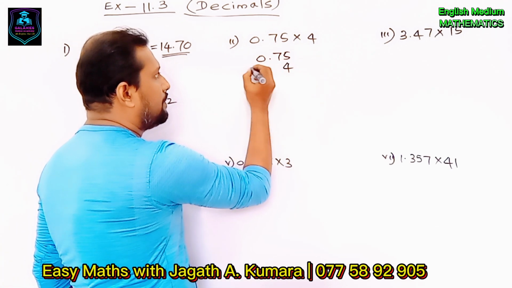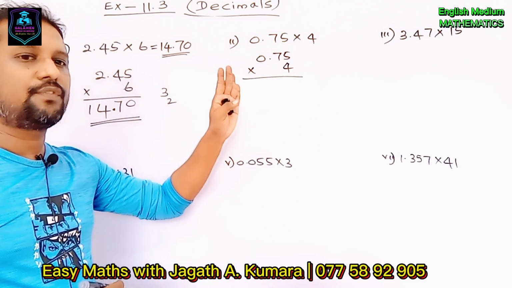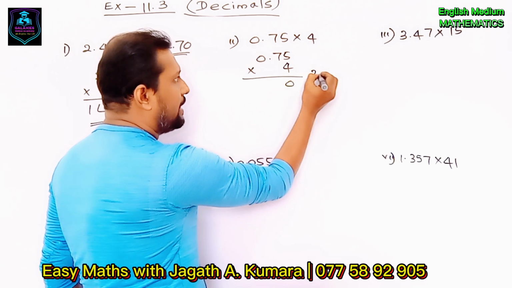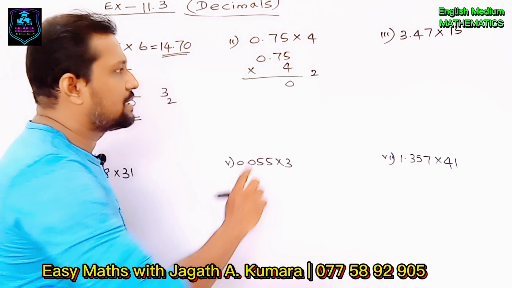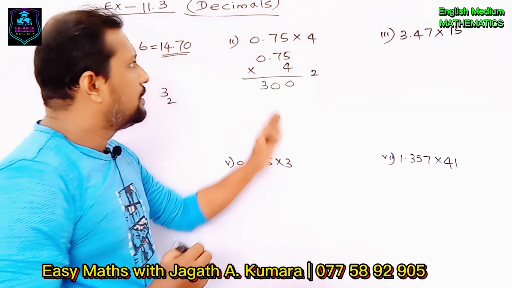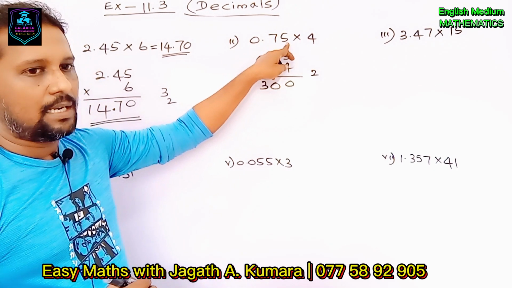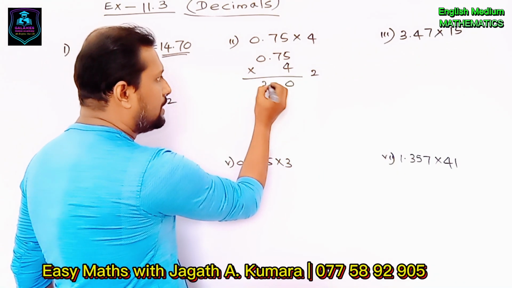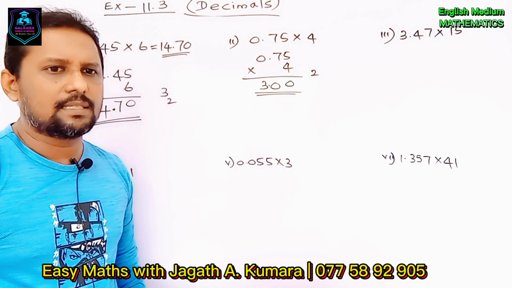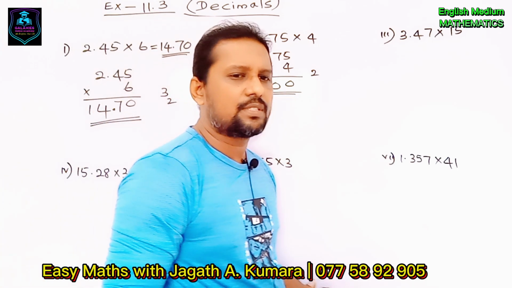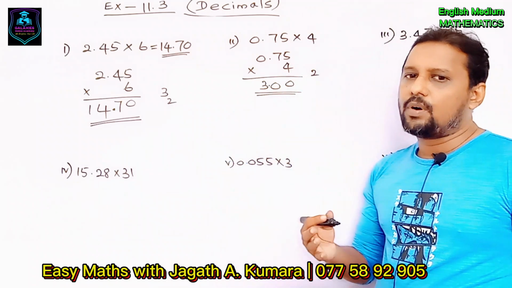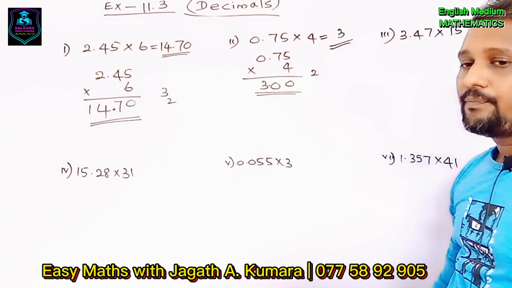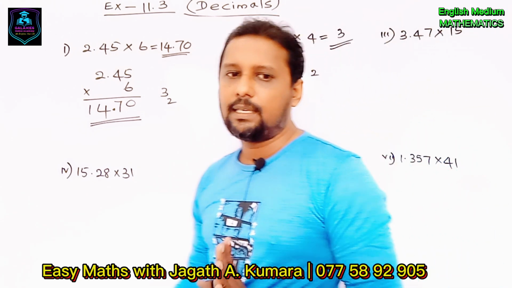0.75 multiplied by 4. Ignore the decimal point. 75 multiplied by 4. 4 times 5, 20, remaining 2. 4 times 7, 28, plus 2, 30. Then you check how many decimal places this decimal number has. There are 2 decimal places, so keep finally 2 decimal places in the answer. So what is the answer? 3.00. 3.00 means it is a whole number, no? If you want, you can write the answer as 3.00. Also, if you want, you can write the answer as 3. Right? Both are correct.